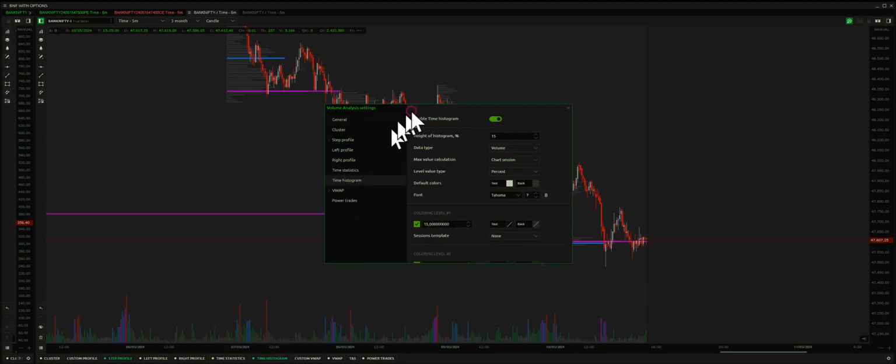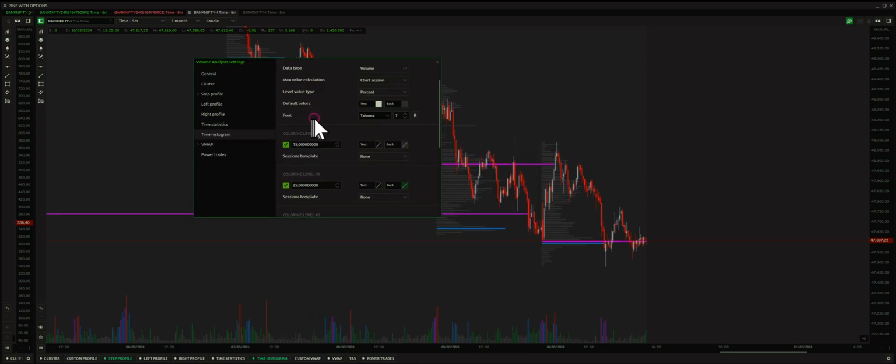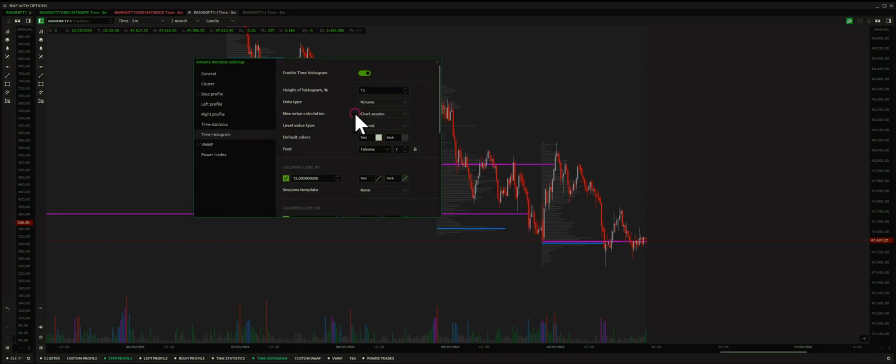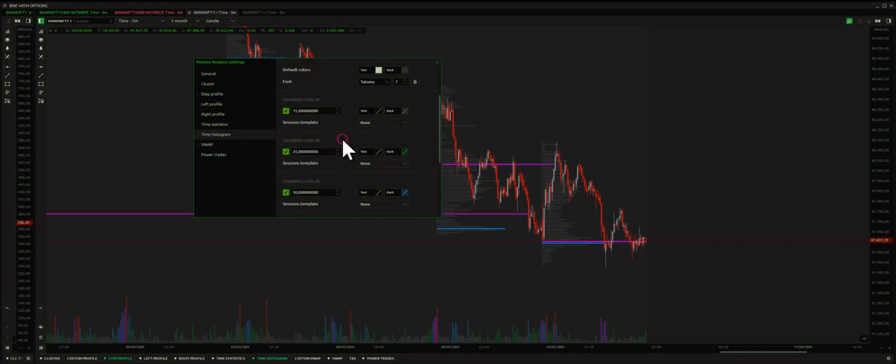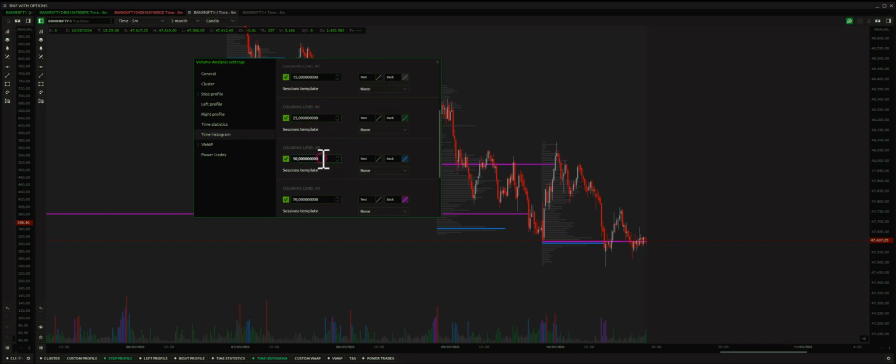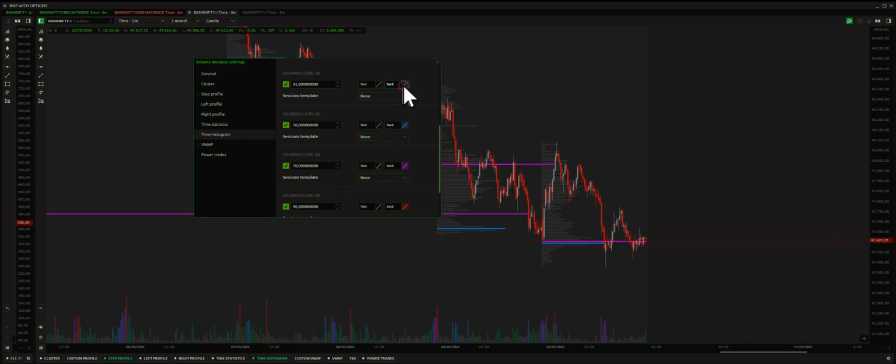We've just done a right click and done this. Now the first thing that I do is I select the max value calculation as chart session, and I select this as percent and not absolute. Then we go down and we see the various percentages that I have on, that is 15, 25, 50, 70 and 90, and then I select the colors. That is how I get these colors depending on the chart session.